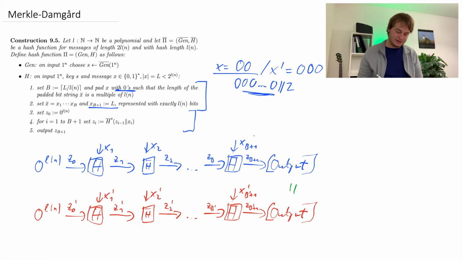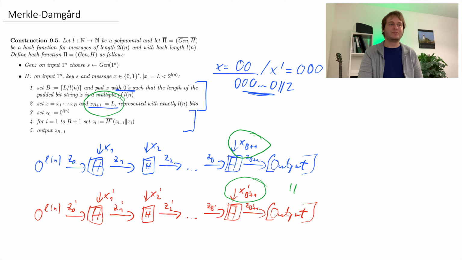Okay, the answer to this is if these two chains have different lengths, then also x and x prime have very different lengths. And in particular, this will mean that x_{b+1} and x'_{b+1}, which were the lengths encoded, will be different. So in this case, if the two strings don't have the same length, or the two chains don't have the same length, we will get our collision already here in the first try.